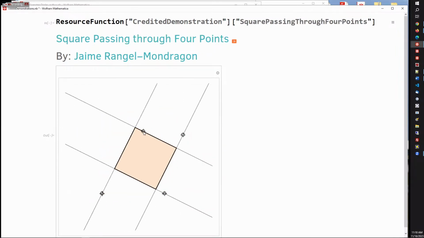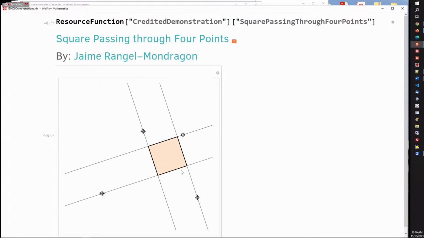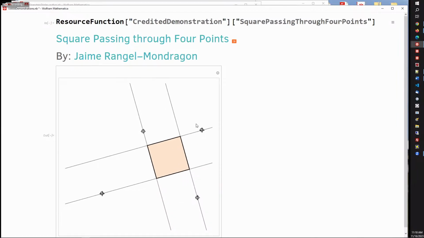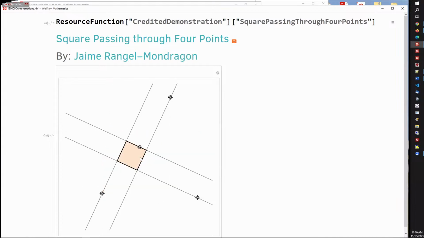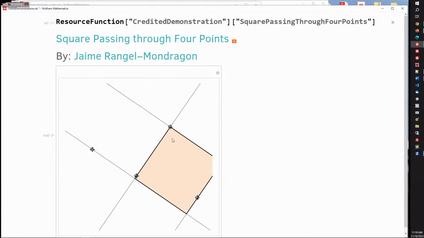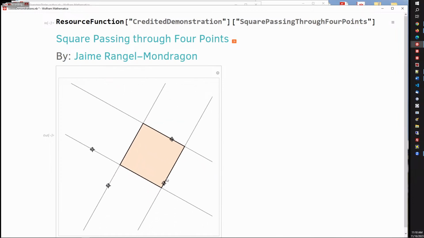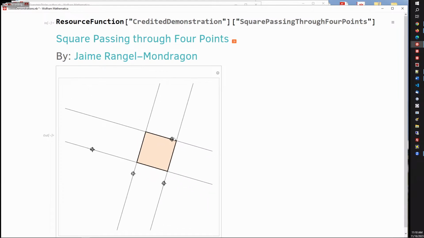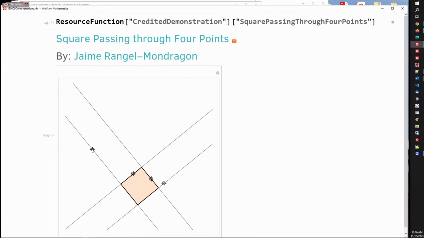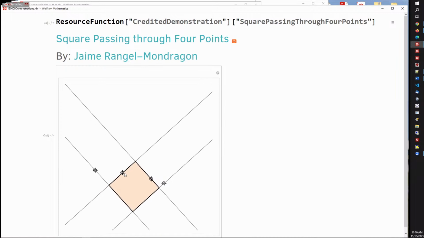A square passing through 4 points. So given 4 points anywhere, it's always possible to draw a square so that its sides are on the 4 points, as shown in this demonstration. We can move the points around and we get a square that is on the sides, if the sides are extended. Even if the points are in a straight line.